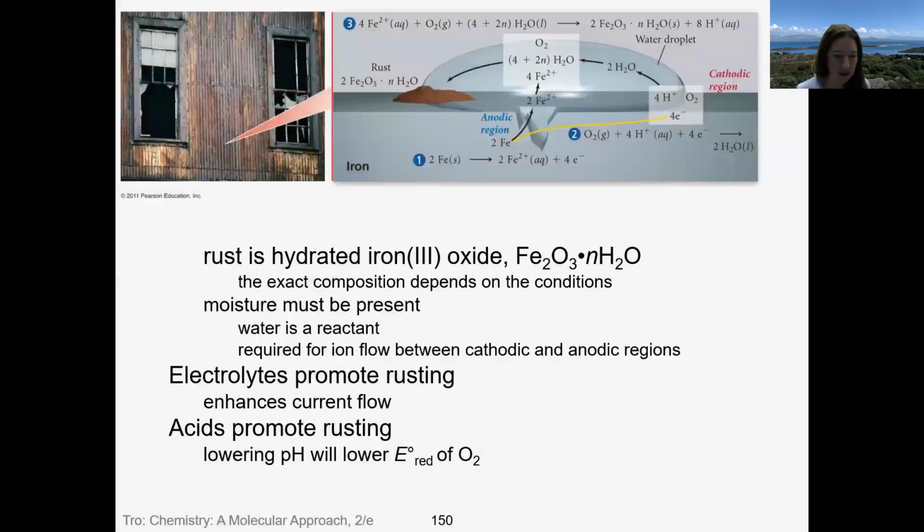Okay, so let's summarize our rusting. So what is rust? It's just hydrated iron(III) oxide. That's what rust is. You gotta have water. So in order for something to rust, you have to have water.